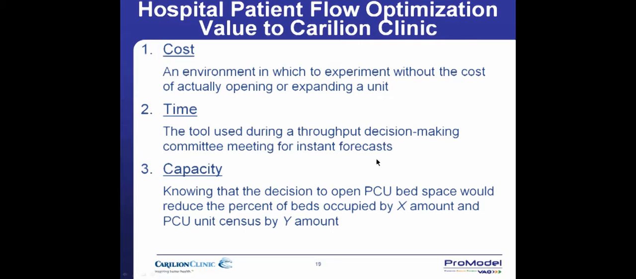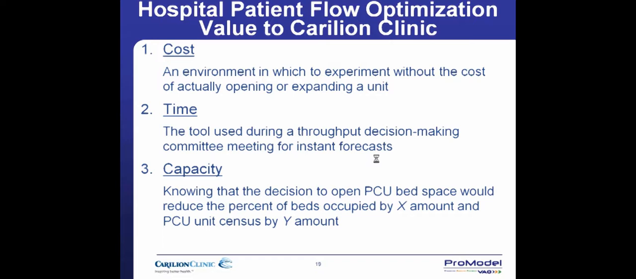So just knowing that the decision to open up PCU bed space would reduce PCU unit census by an estimated amount, well, that's valuable information. Likewise, maybe I would like to put the hospital in peak census and test capacity solutions. So I can do that virtually. And additionally, what if I want to test the impact of adding new procedures or new surgeons on capacity? Well, the model lets me do that also.